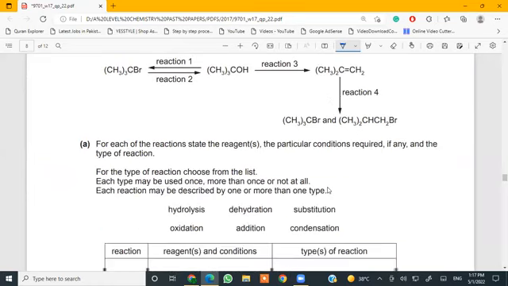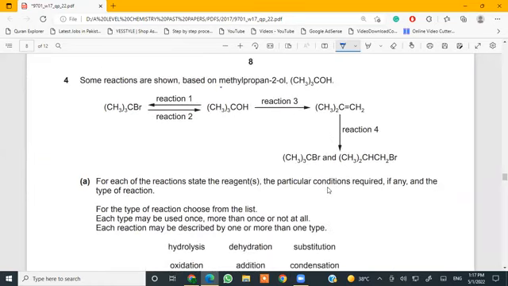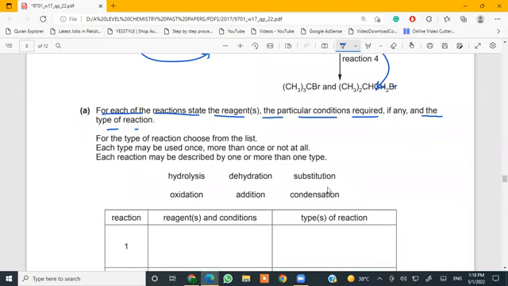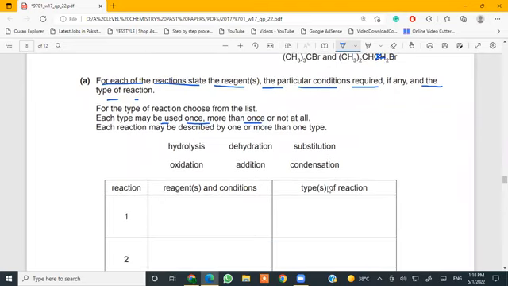Question 4 says some reactions are shown based on methylpropane 2-ol. Right over here, this is methylpropane 2-ol, and this is organic chemistry. Now reaction 1 goes over here, reaction 2 comes back, and then reaction 3 goes straight, and then reaction 4 comes here. Now for each of the reactions, state the reagents and the particular conditions required, if any, for the type of reaction. For the type of reaction, choose from the following. Each type may be used once, more than once, or not at all. Each reaction may be described as one or more than one type.